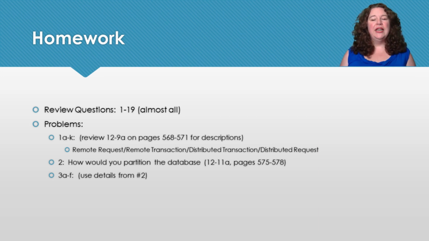Number 2 is asking you, how would you partition the database, horizontal, vertical, or mixed? And then 3, A through F, is going to use the information from number 2 to answer some more questions about why you did things or how you would do things.